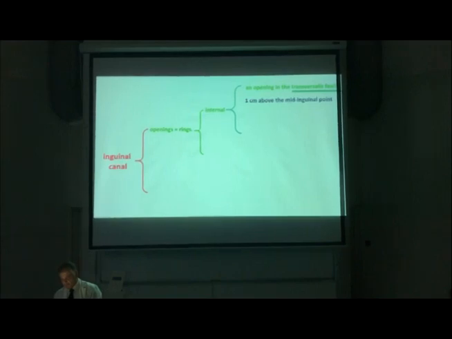It is 1 centimeter above the mid-inguinal point. Do I need this information? The answer is yes, to perform a test called the obliteration test. A patient comes with a big hernia. Now we ask the patient to reduce it, and we can see that as if there is nothing.